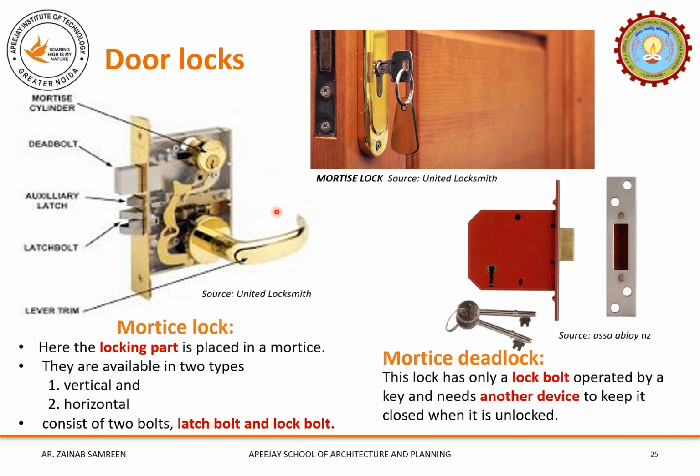They are available in two types: vertical and horizontal. They consist of two bolts: latch bolt and lock bolt. The other type is mortise deadlock. This lock has only a lock bolt. There is no latch bolt, and it is operated by a key and needs another device to keep it closed when it is unlocked.